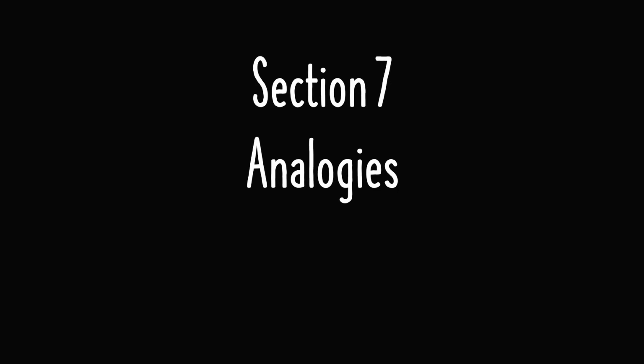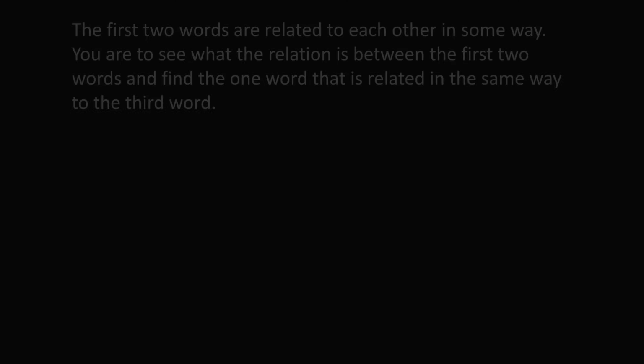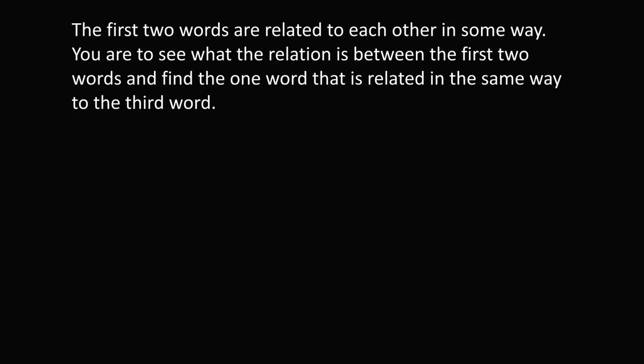Now let's go to section 7, analogies. The S.A.T. had an analogy section until the year 2005. So let's see where it all started. The first 2 words are related to each other in some way. You are to see what the relationship is between the first 2 words and find the one word that is related in the same way to the third word.